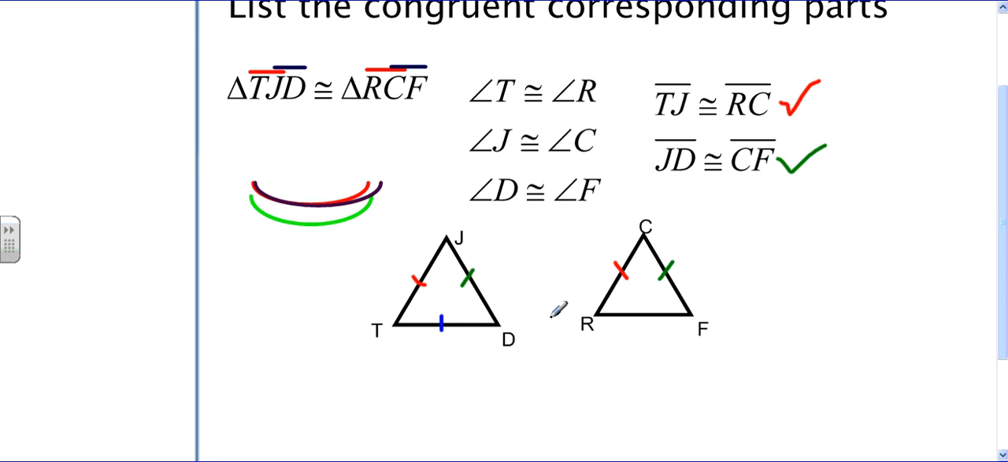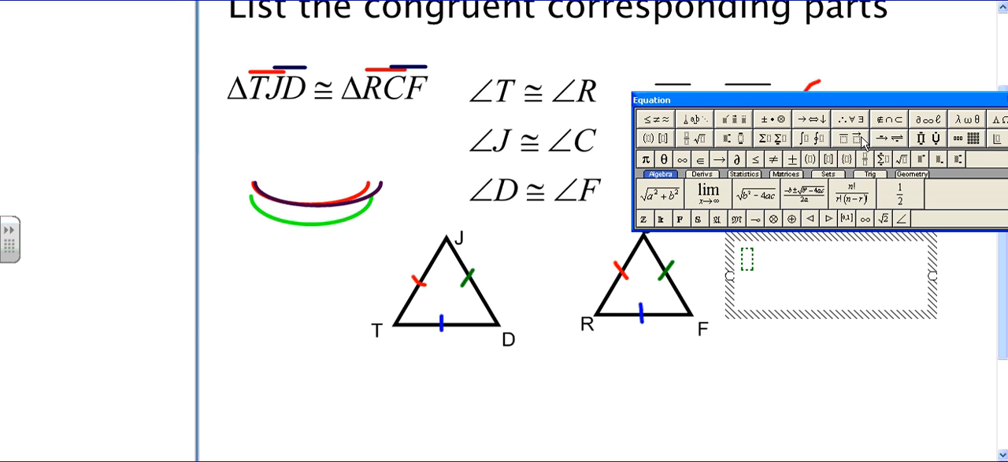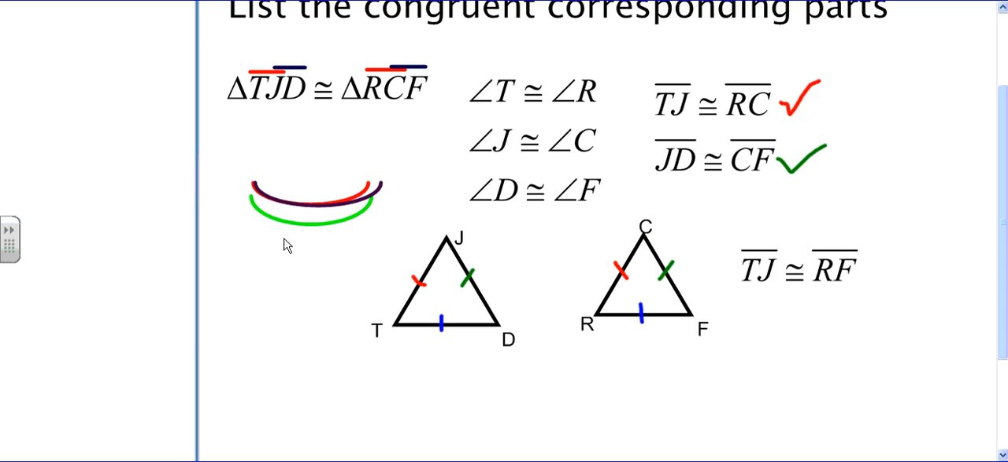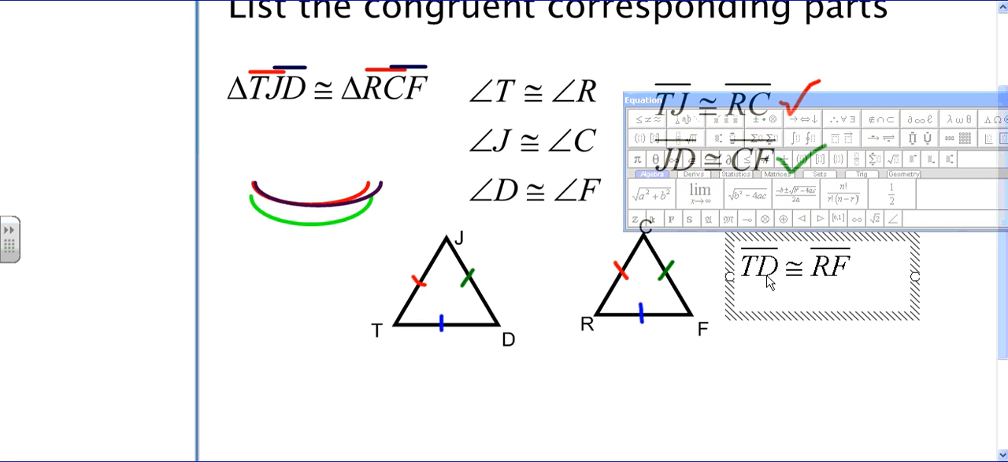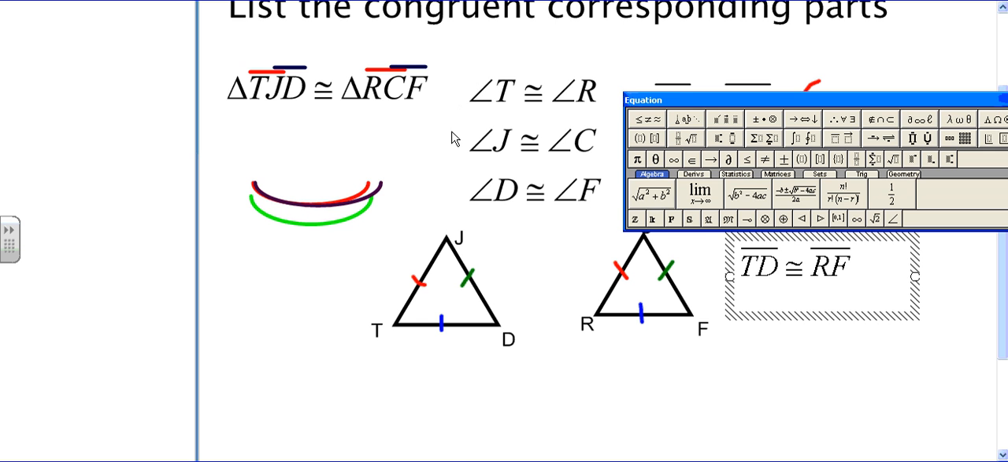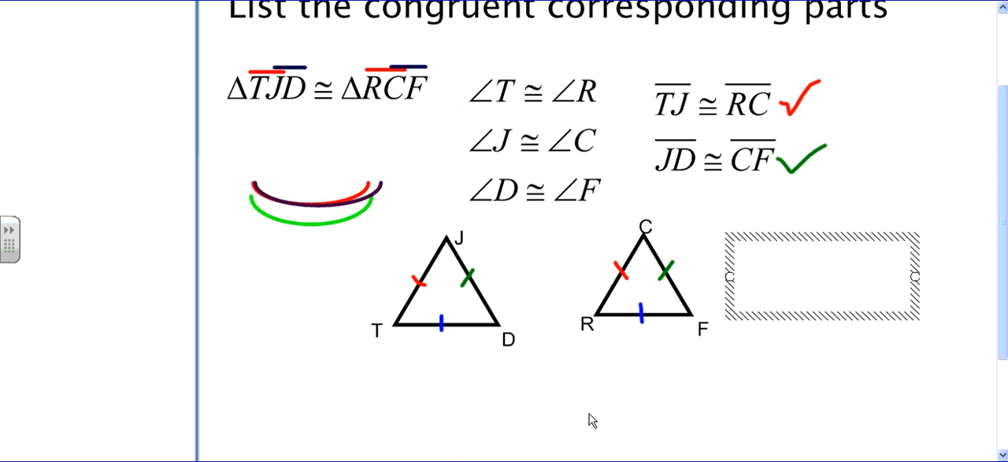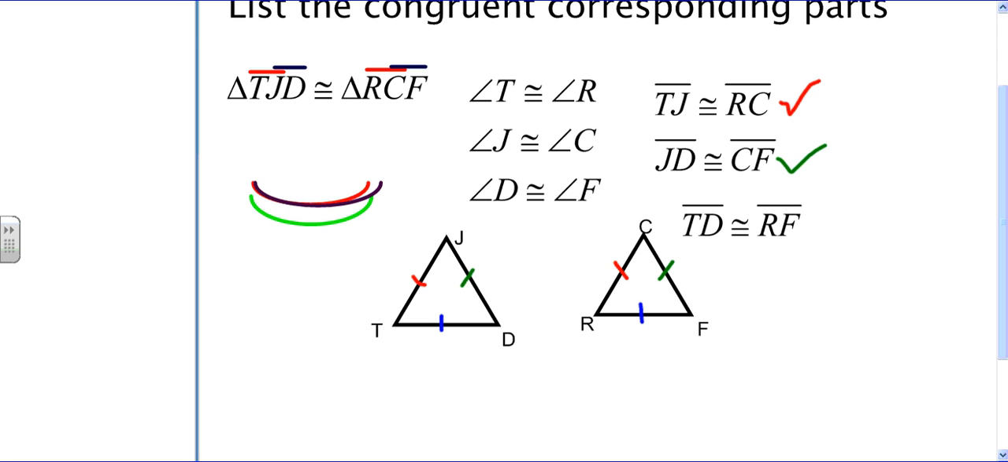Well, we got one more congruency statement that we need to make, and we can see that it's going to be side TD is congruent to side RF. So let's go ahead and say that side TD is congruent to side RF. And again, if you look to the congruency statement, that still makes sense. T is the first letter in the first one. D is the last letter in the congruency statement, R is the first, and F is the last, so everything matches up and makes sense.